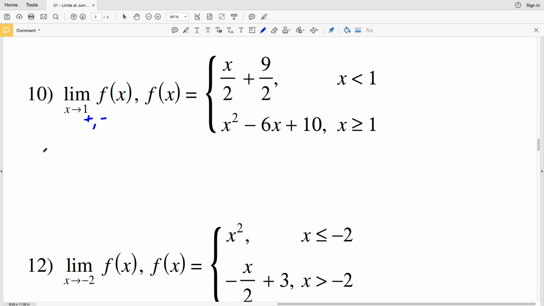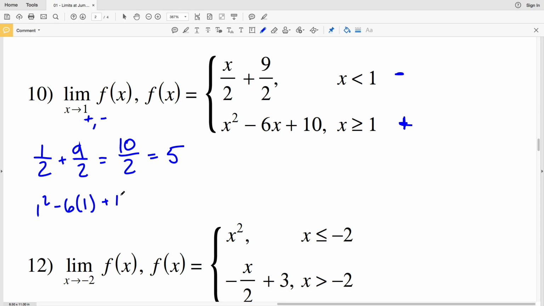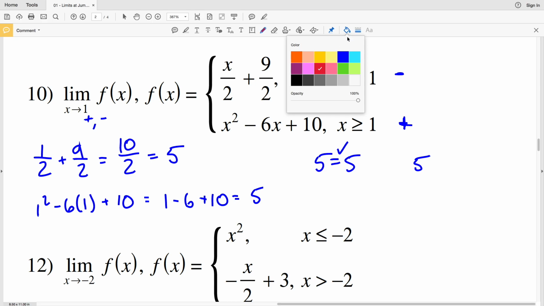So plugging it into the first piece, we'll have 1 over 2 plus 9 over 2, which equals 10 over 2, and 10 divided by 2 is 5. So coming from the left, we're at a positive 5. Now let's check coming from the right. Plugging 1 in for x, we'll have 1 squared minus 6 times 1 plus 10. 1 squared is 1. We're subtracting 6 and then adding 10. 1 minus 6 is negative 5. Negative 5 plus 10 is positive 5. So because 5 equals 5, my limit as x approaches 1 is 5 for number 10.